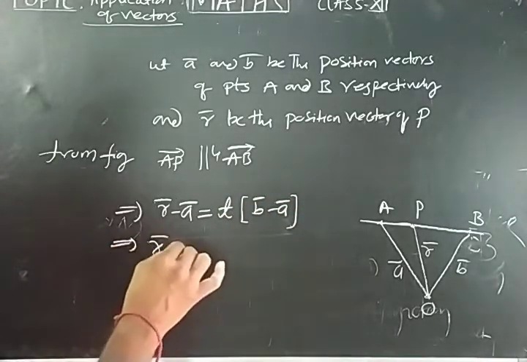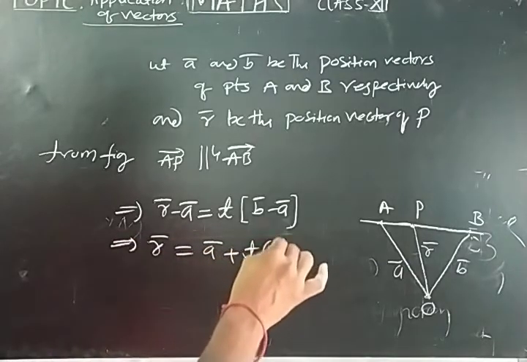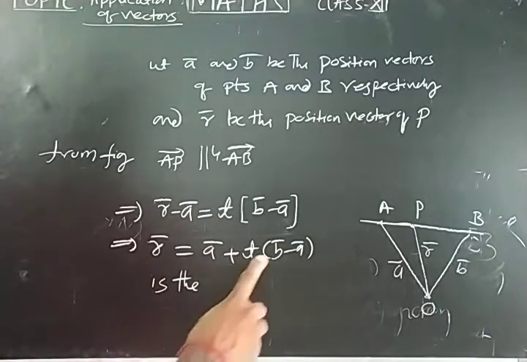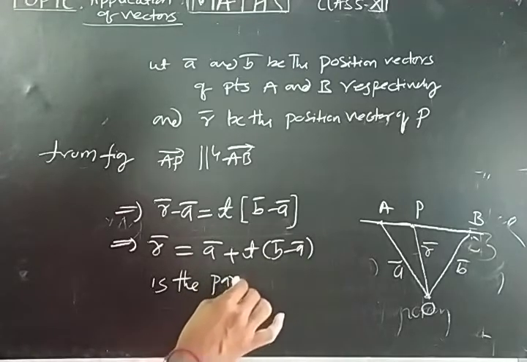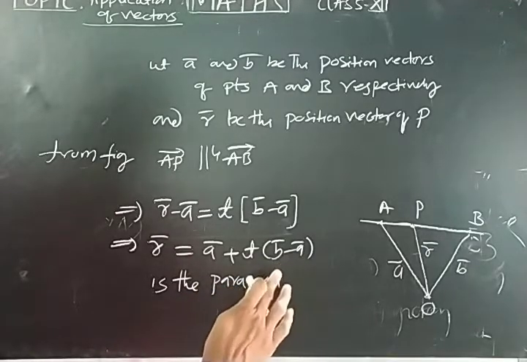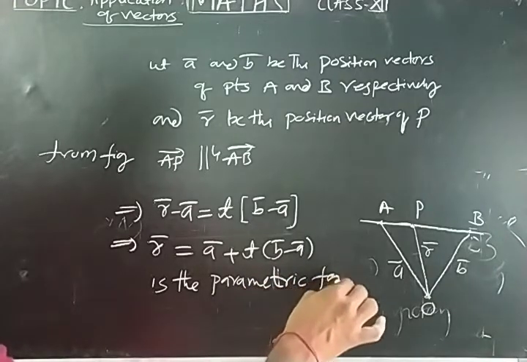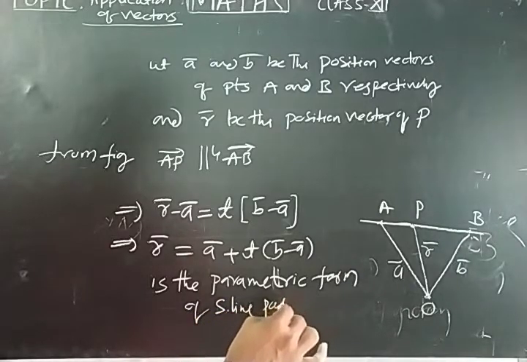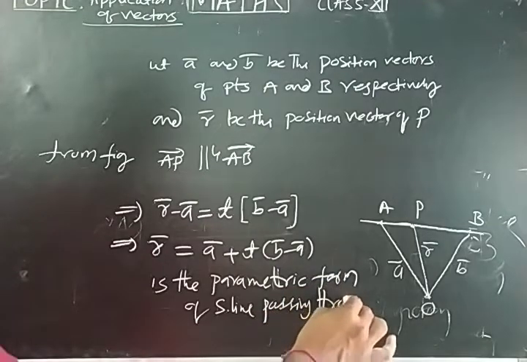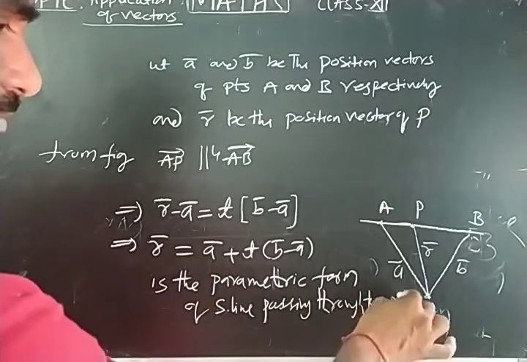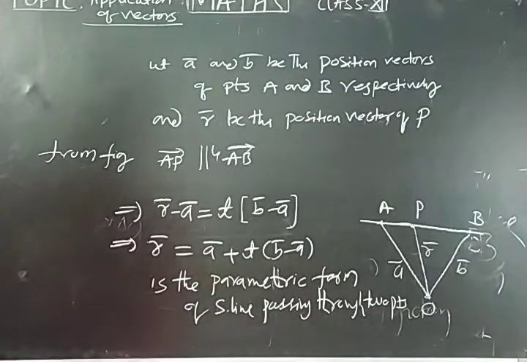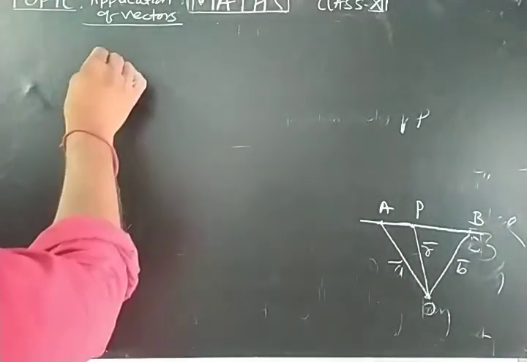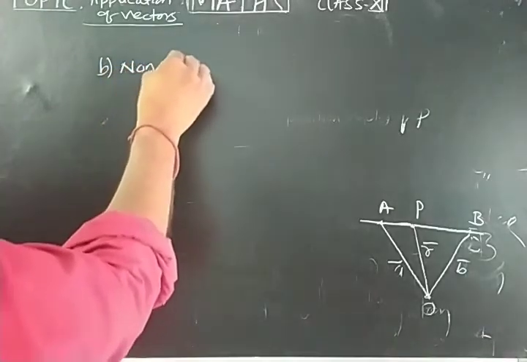By sending A bar to the right-hand side, you will get R bar equals A bar plus T into (B bar minus A bar), which is the parametric form of a straight line passing through two points. Right? Now the non-parametric form.